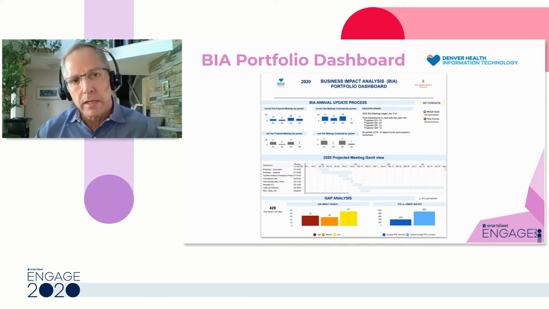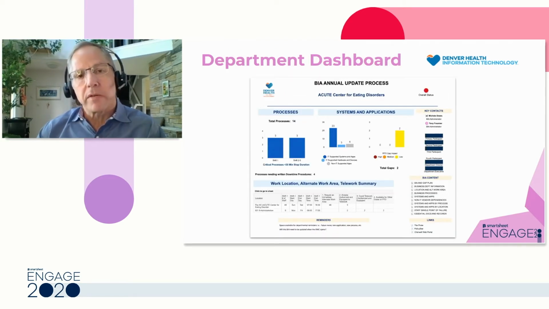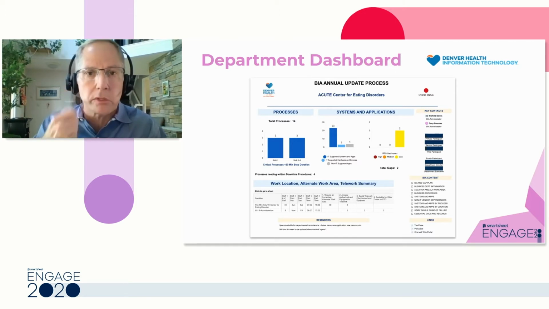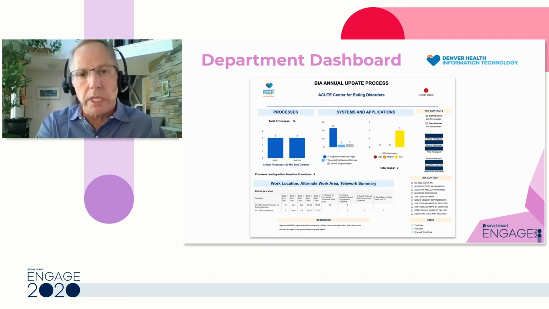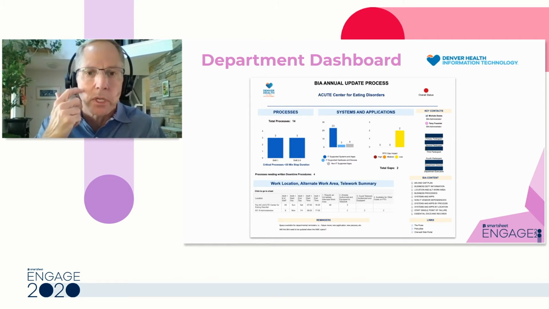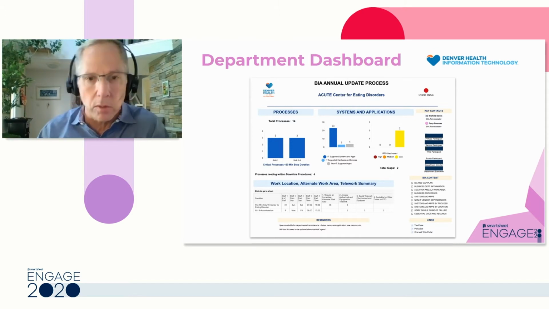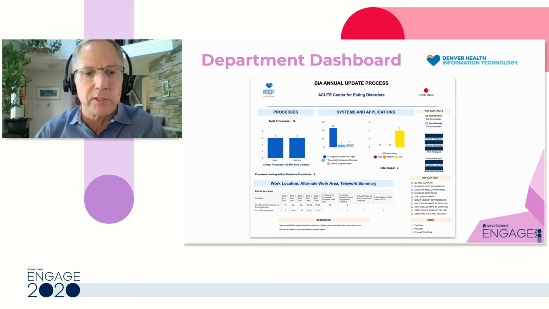On the next slide is the individual departments dashboard. So each department, say, in this case, it's the Acute Center for Eating Disorders. And some of the data, we've manipulated it here for privacy. So when you see some of the numbers, they may not necessarily be right. So either way, I'll just leave that as it is.